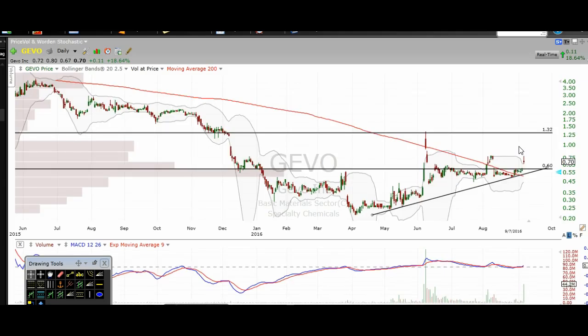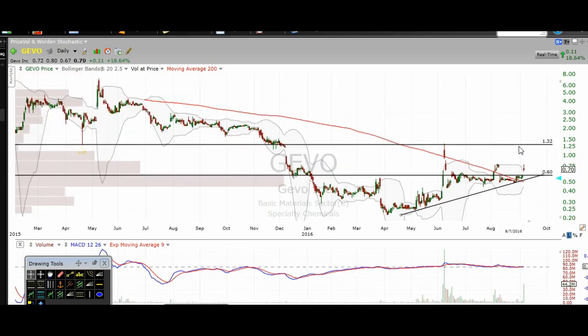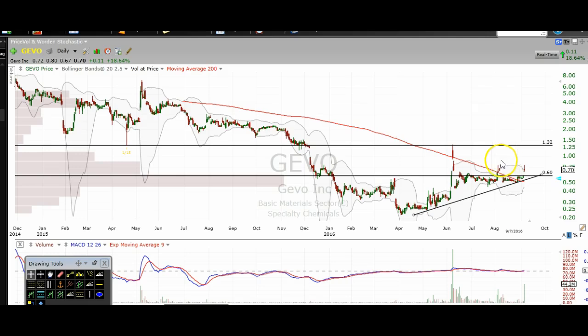Next, I want to take a look at GEVO, and I do think that GEVO is set up for higher prices. You can see it really wants to break higher, a lot of times breaking higher, and then when it breaks lower, we hold this level right here. So I think now might be finally the time that it heads higher. That next resistance is going to be right around 130 or so. You can see it got rejected here, here, and then again right there, retested that level. We've got support at about 60 cents and then resistance at about 130.